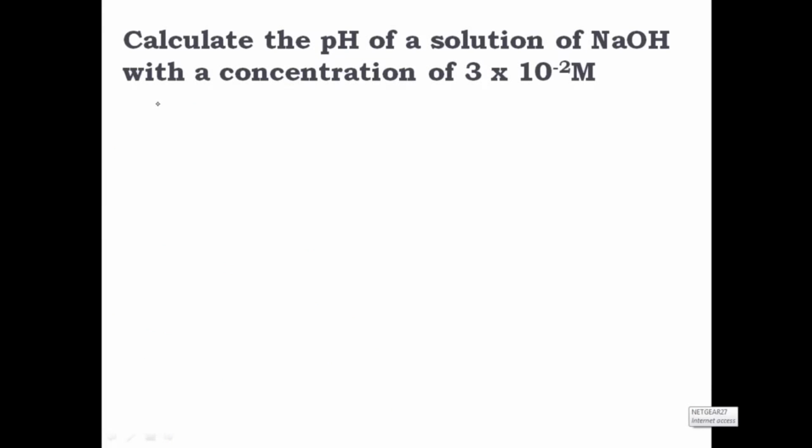In our first example tonight, we are asked to calculate the pH of a solution, and the solution is a base. I have a hydroxide ending, the OH ending, and the hydroxide has a concentration of 3 times 10 to the negative second molar.